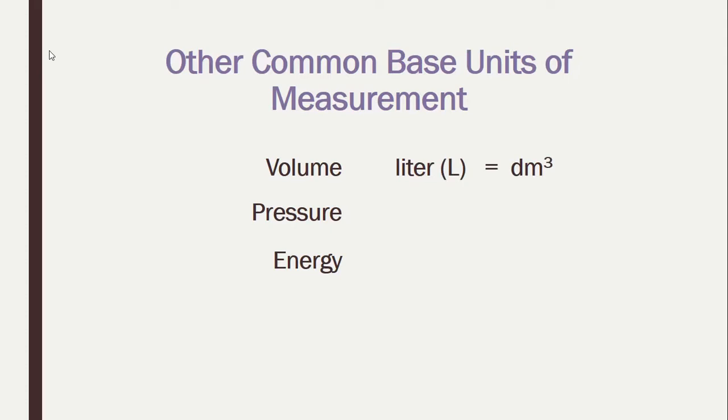Volume, we measure in liters, which trivially is a decimeter cubed. We talked about how a milliliter is a centimeter cubed, and that's a good thing to know, but on occasion they'll ask what a liter is, and that's a decimeter cubed. Pressure is atmospheres, but we'll talk about that later, and energy is joules.